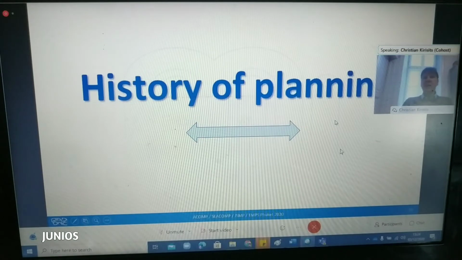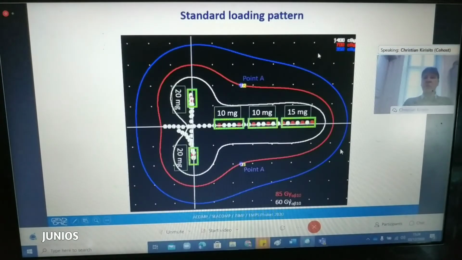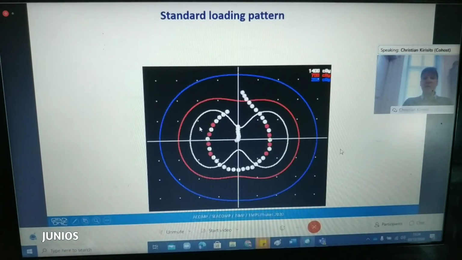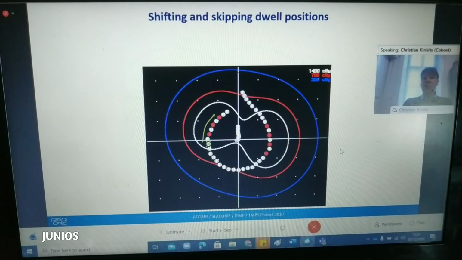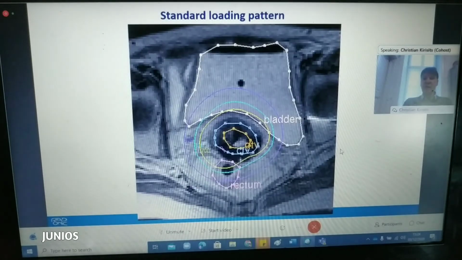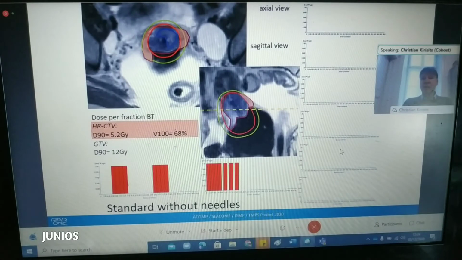What is quite important in the history of planning, we are not using point A anymore. Like before with standard loadings, we have to optimize, we have to change dwell positions, we have to shift dwell positions so that we can avoid overdosage of organs at risk, for instance, by optimizing it.